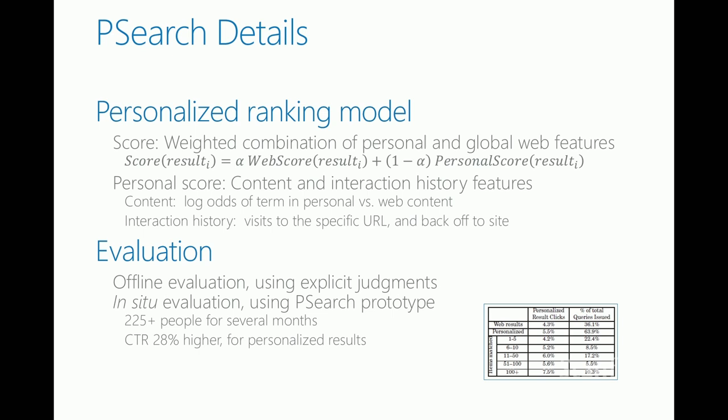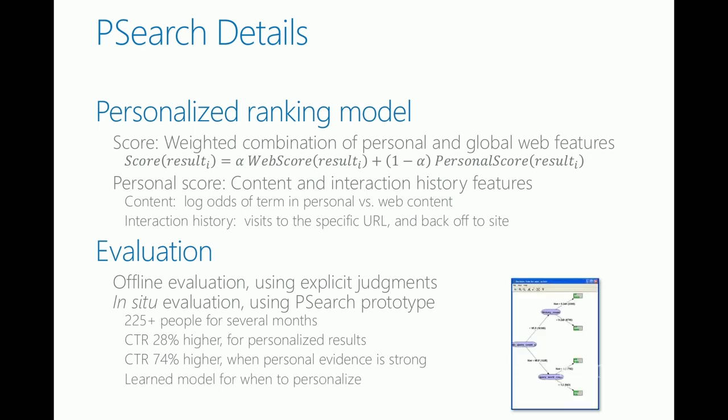And if you looked at the strength of the evidence, if you use only cases where you had a fair amount of evidence, you get about 75% higher click-through rate, which is really pretty good. And so what we did is learned a model for when to personalize. We personalize when we're really confident and not for every query. And so a 75% increase in click-through rate based on moving those results to the top of the list was really quite impressive. And you see a lot of this now in web search systems. OK.